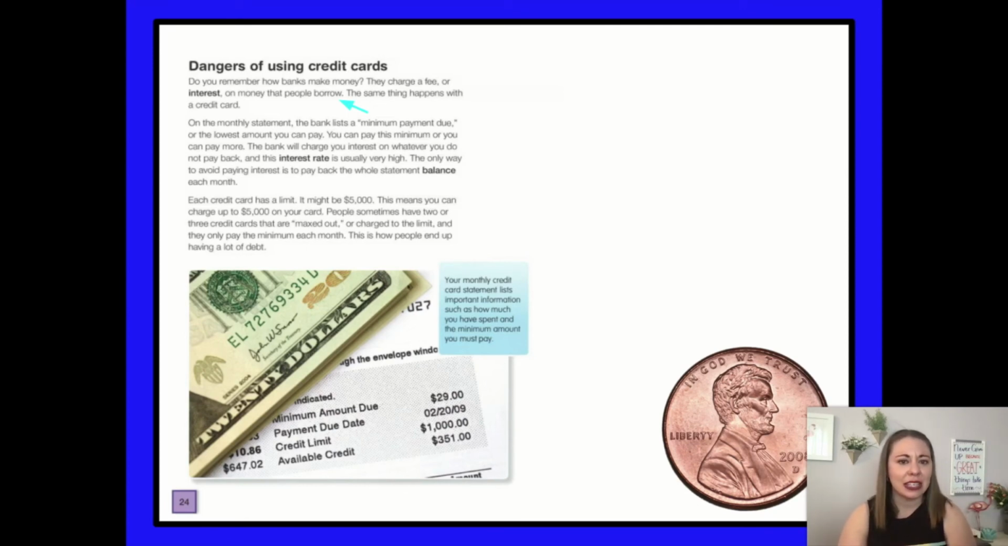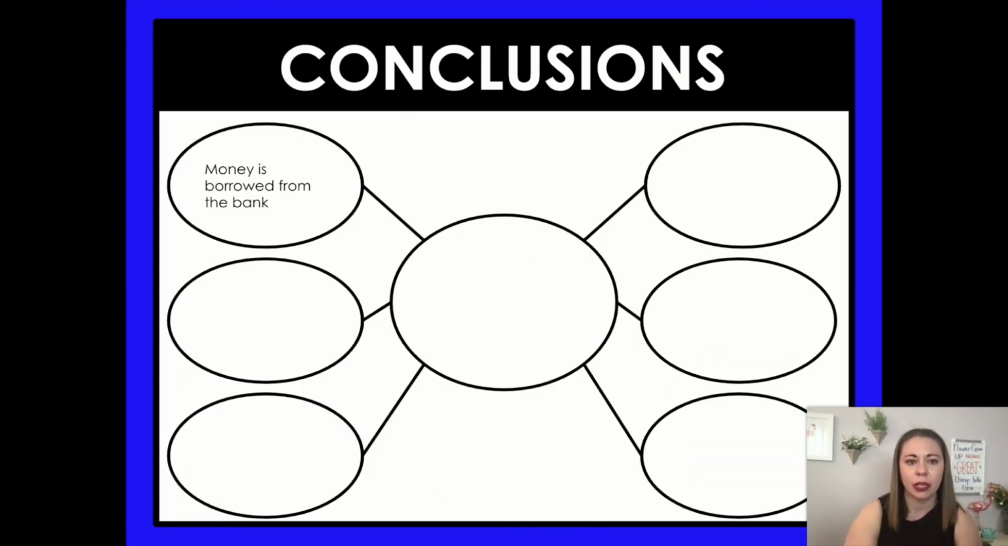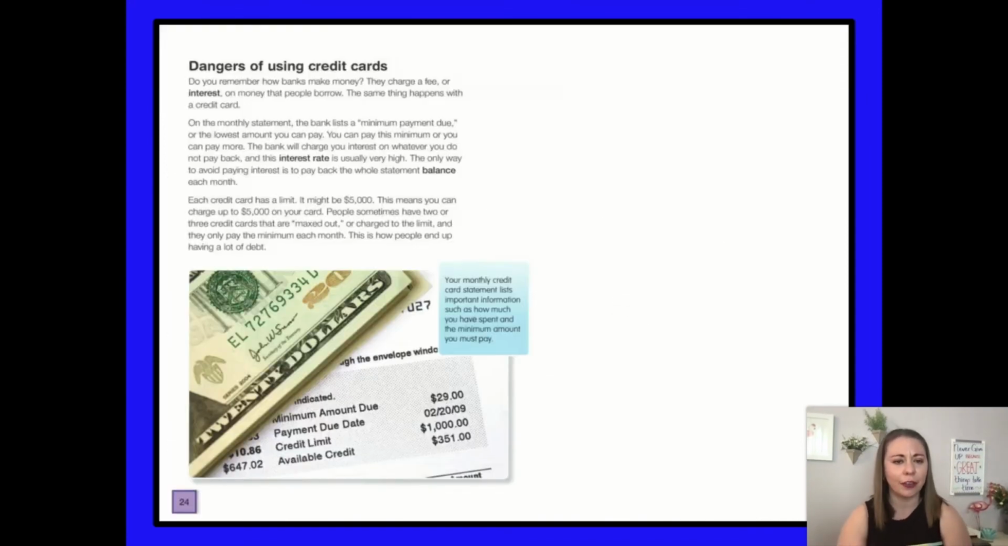So first, I see that they charge a fee or interest on the money that people borrow. Okay, so money is borrowed from the bank. It's not your actual money. That could cause a problem. That could be dangerous for people when they're borrowing money. What if you borrow too much? All right, let's look for some more evidence or key details to see about the dangers of credit cards.